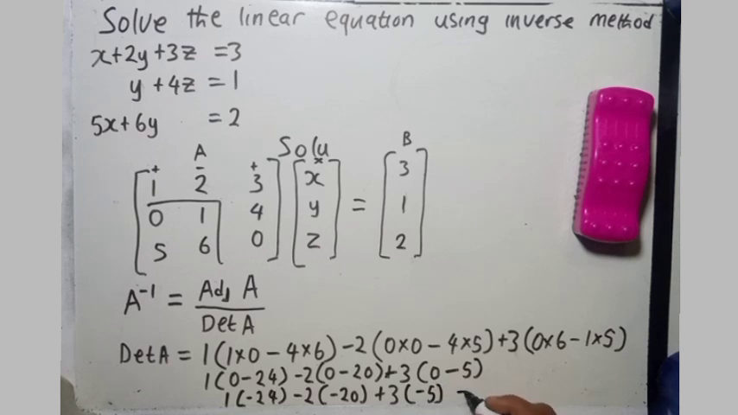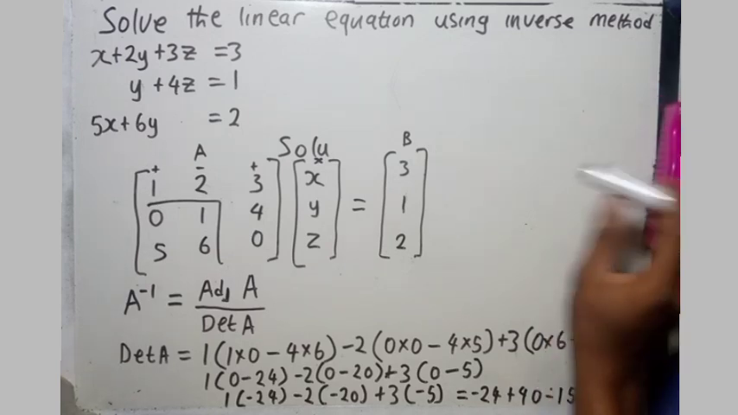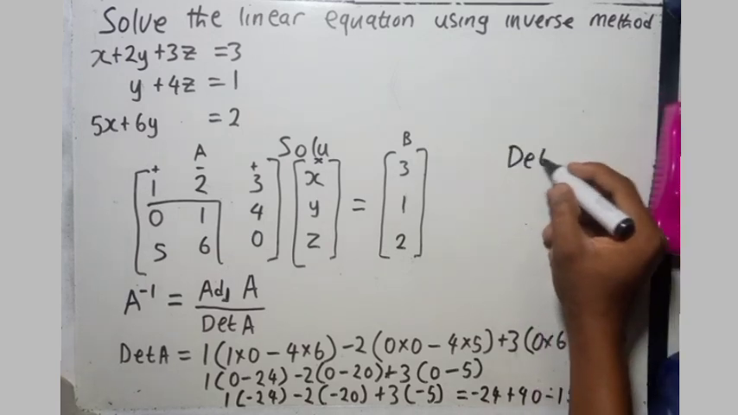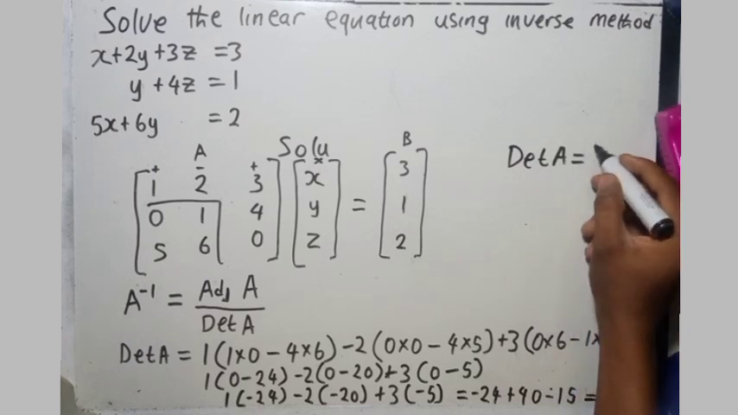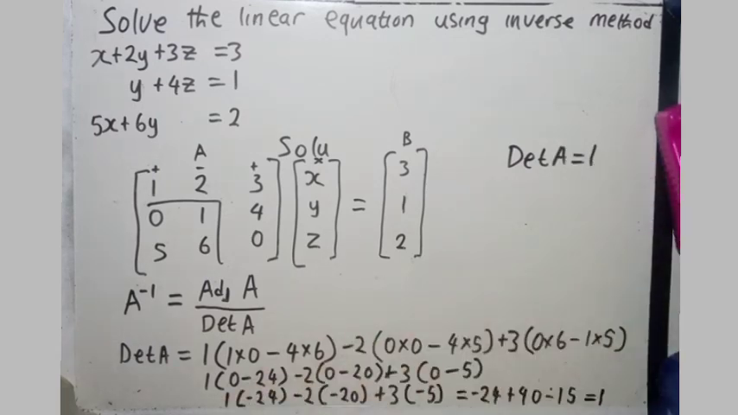So when we open the bracket, we have minus 24, minus 2 times minus 20 will be giving us plus 40, plus 3 times minus 5 will be giving us minus 15. So with our calculator, we'll solve and we'll have our answer to be 1. So it turns out the determinant of A is actually 1. So we have gotten that.